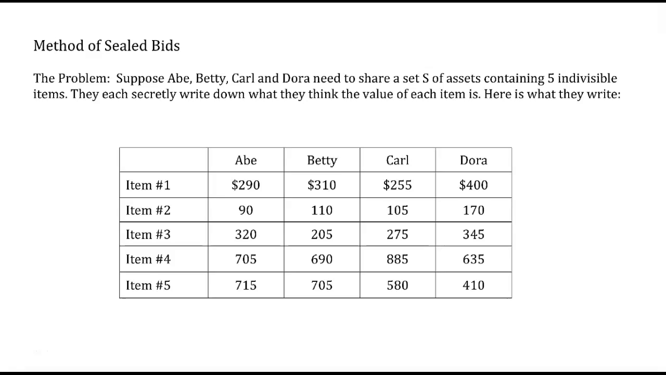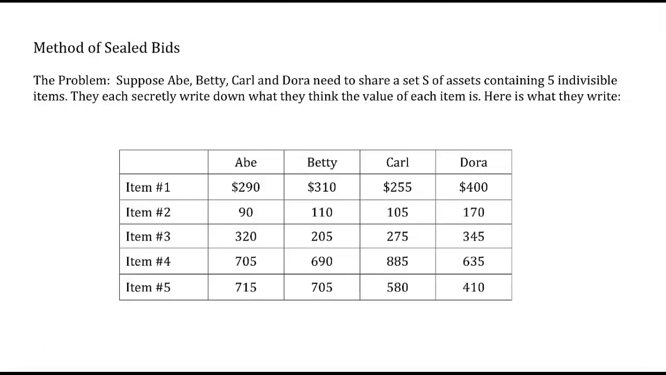Here we have Abe, Betty, Carl, and Dora, and they all need to share a set S of assets containing 5 indivisible items. They each secretly write down what they think the value of each item is. And here's what they wrote down. You can see in the table of values all of the values that each player placed on each item. Here's how the method of sealed bids works. The first thing we need to do is figure out the total value that each player has placed on this set of assets. Let's add a couple of rows to this table.